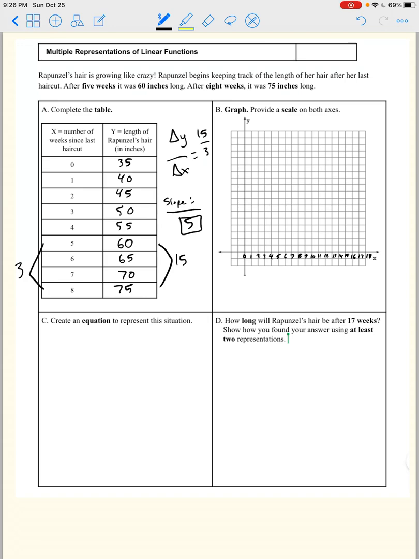Maybe go up by 5s. I feel like that would make sense. We need to be able to show all the way up to 75 inches on here. So let's see if that'll work. What if we go by 5? 5, 10, 15, 20... 75, 80, 85. Should be perfect.